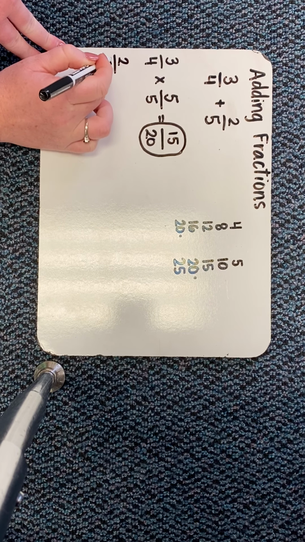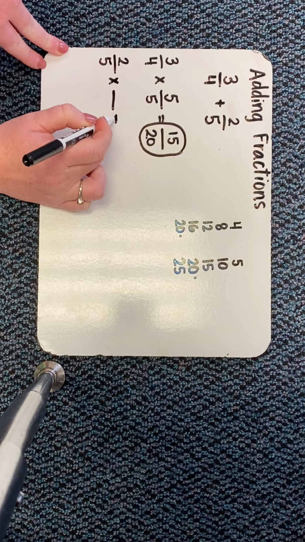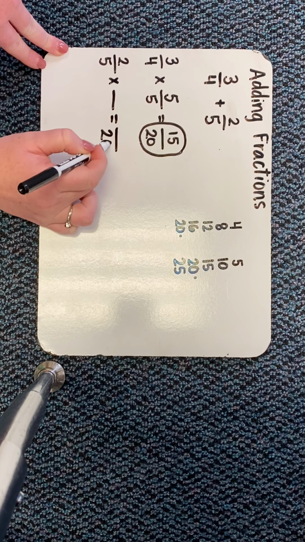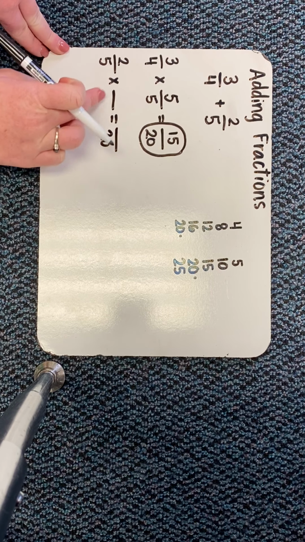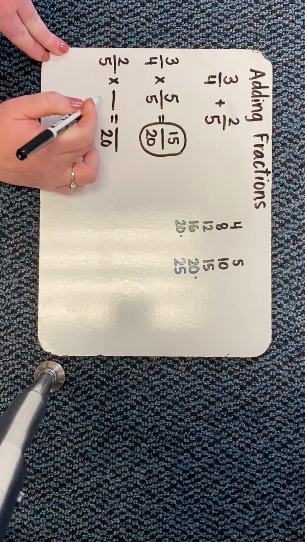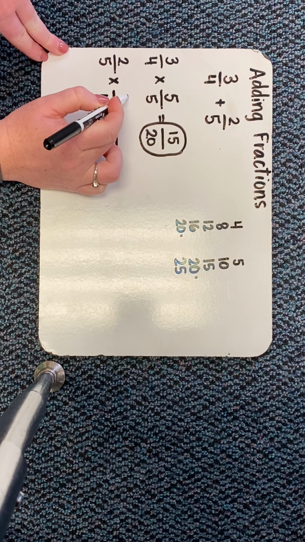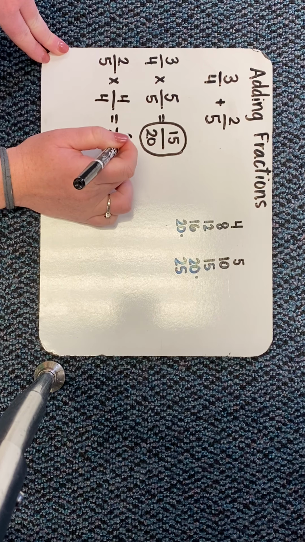I have to do the same thing to find an equivalent fraction with a common denominator of 20 for 2/5. 2/5 times something over something equals something over 20. 5 times what number gives me 20? 1, 2, 3, 4. Whatever I do to the bottom, I must do to the top. 2 times 4 is 8.